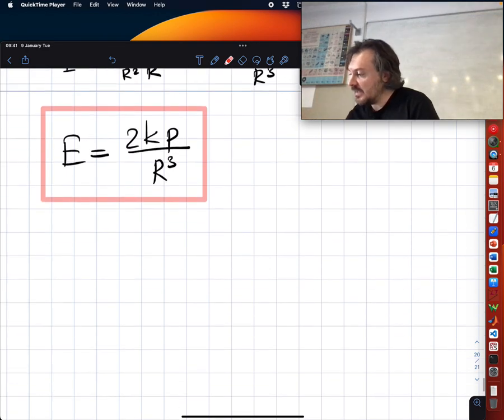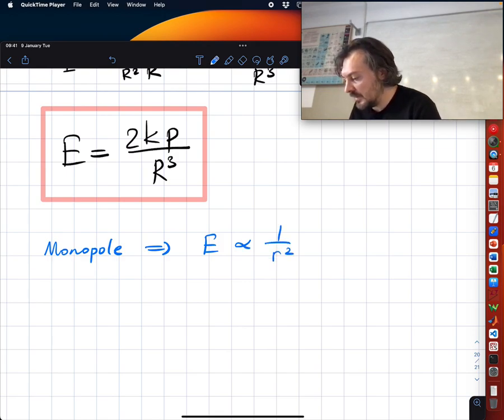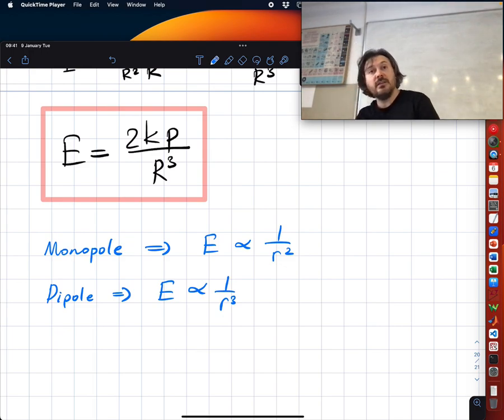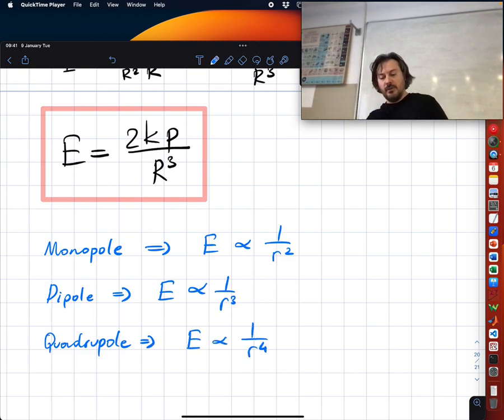So the thing is that with a monopole, the electric field goes with 1 over R squared. With a dipole, as you can see, it goes like 1 over R cubed. Do you see it? And with a quadrupole, we are expecting it to go with 1 over R to the 4. If you want, you can show that that is the case. Okay?